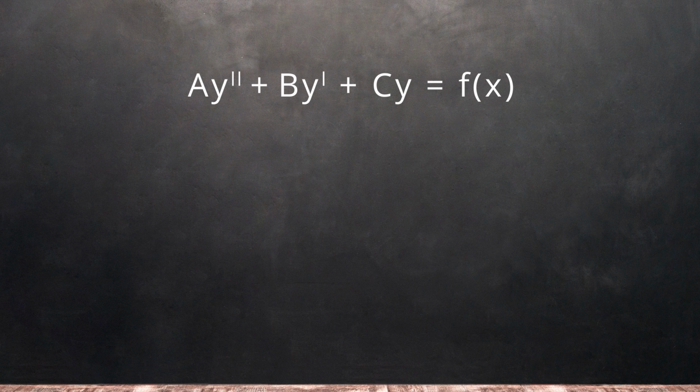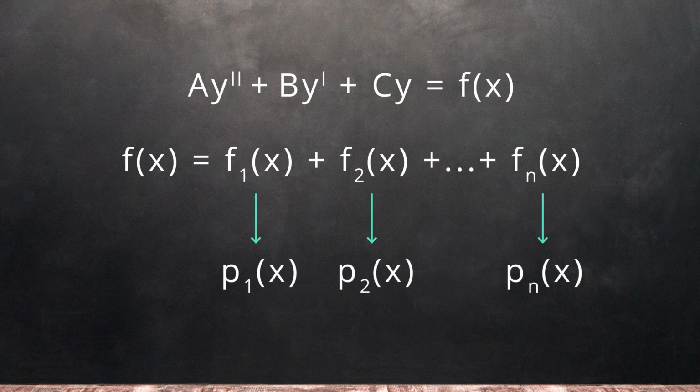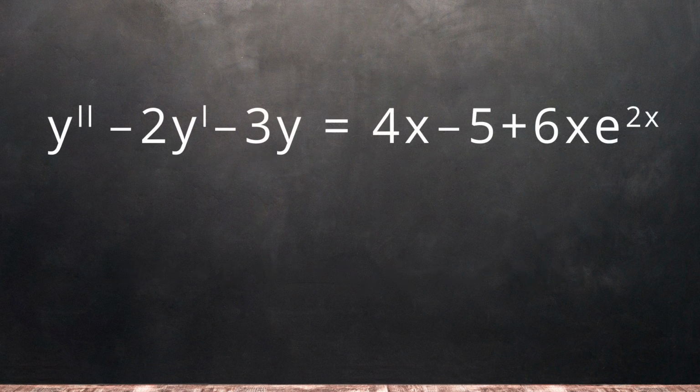Consider the differential equation a times y double prime plus b times y prime plus c times y equals f of x, where a, b, and c are all constant. Suppose f equals f1 plus f2 up to fn is a sum of functions all belonging to the family of functions under the undetermined coefficients conditions. And suppose that p1 through pn are the corresponding general particular solutions to each function fn. Then p of x, the sum of p1, p2 up to pn, is the general particular solution to the differential equation. Let's see this demonstrated in an example.